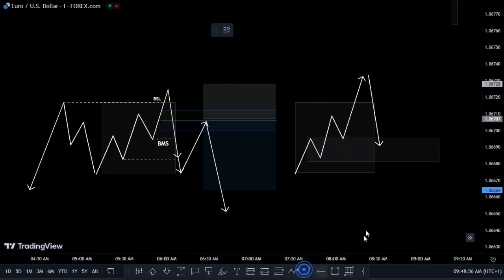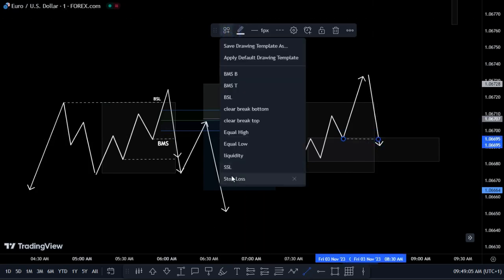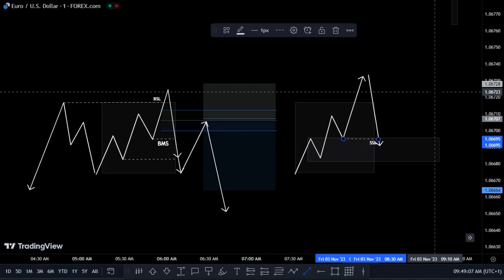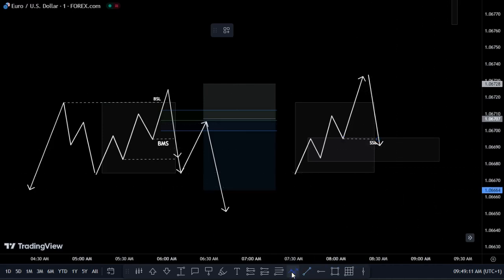So for this one, if I'm marking these out, you can say this was sell side liquidity being taken out. So this is my SSL, sell side liquidity being taken out. Then what I can do in a scenario like this, please don't go into any trade blindly.